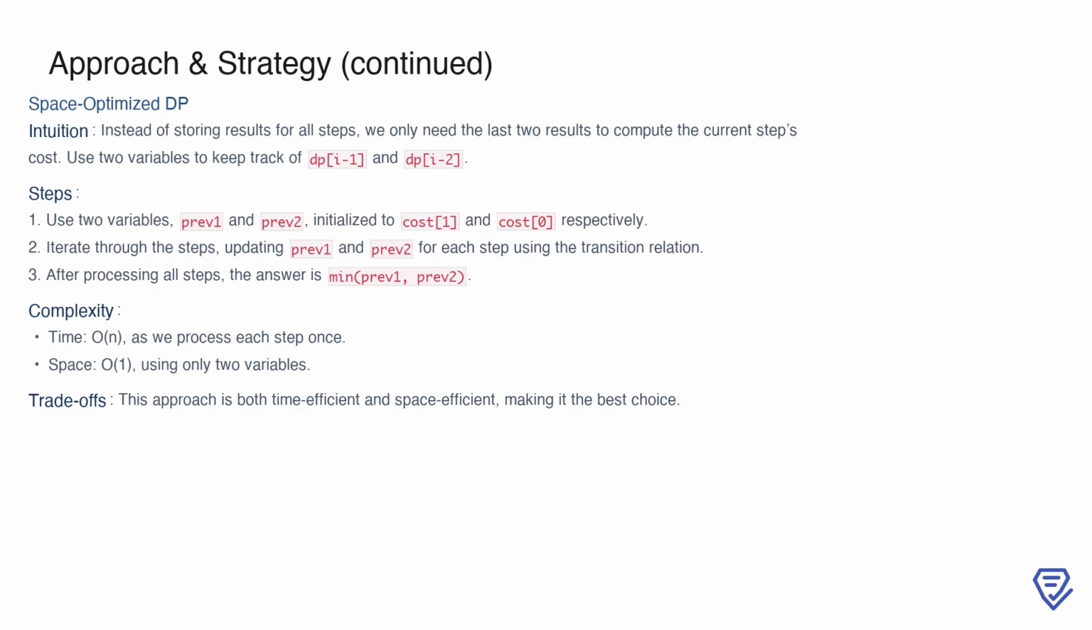After processing all the steps, the minimum cost to reach the top is simply the smaller of the values stored in previous 1 and previous 2. This approach retains the same O(n) time complexity while reducing the space complexity to O(1), making it both time and space efficient. It's an elegant solution that balances simplicity and optimality.